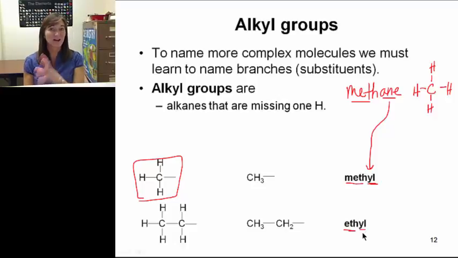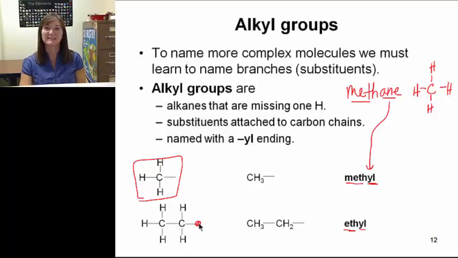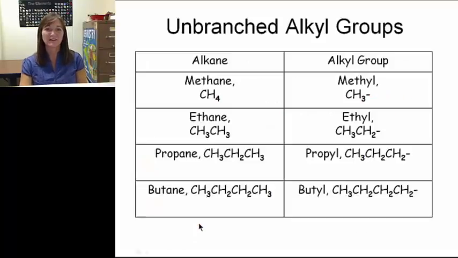So I've taken off a hydrogen off of the end of ethane and have gotten it ready to where it can bond onto something else. So that's how you're going to name your branches. So alkyl groups are substituents attached to a carbon chain. They're named by using the ending YL. So here are some examples. These particular ones are unbranched alkyl groups. So they're alkyl groups that are just all in a straight chain. So this is what I just got done showing you.